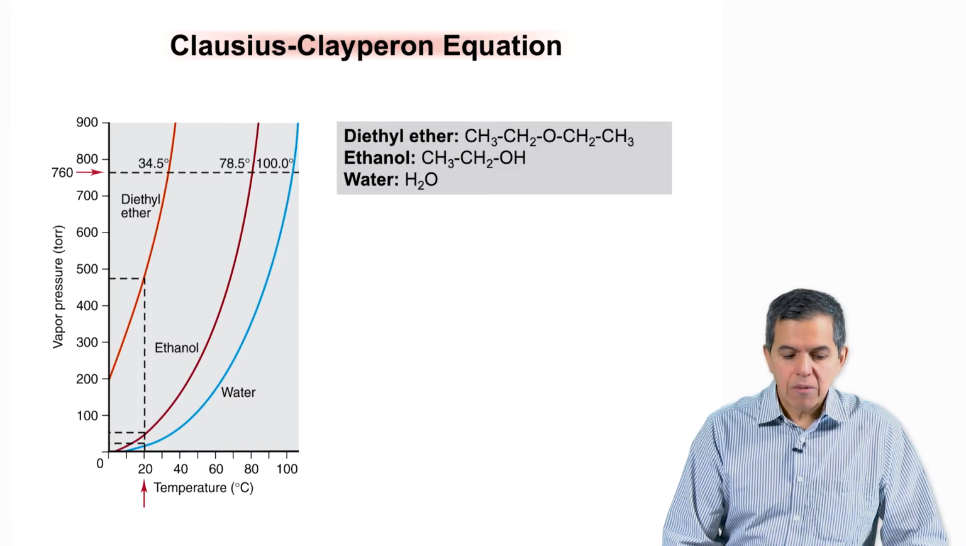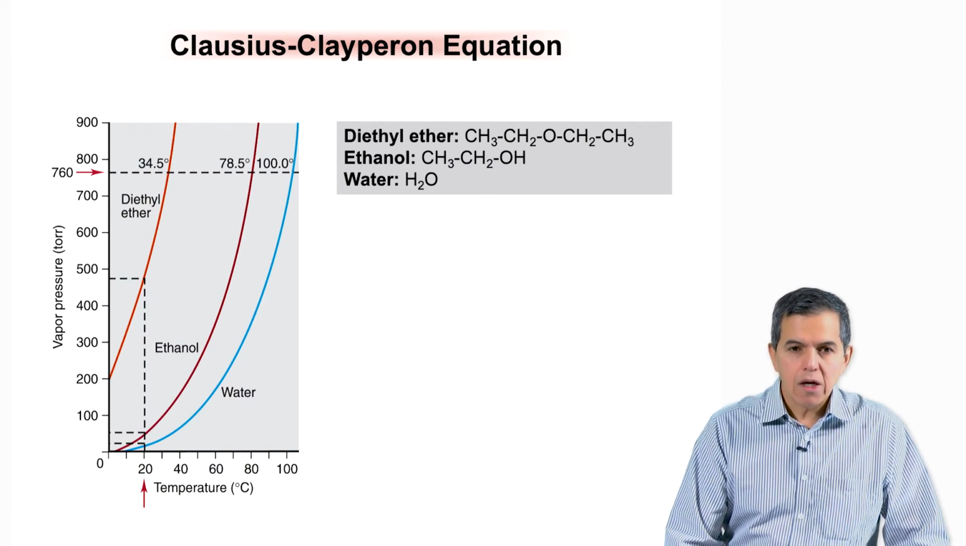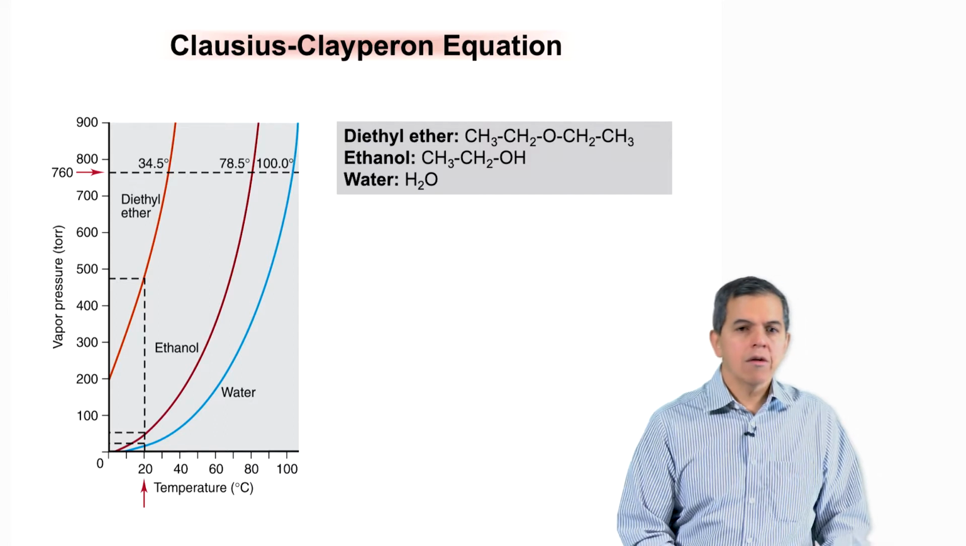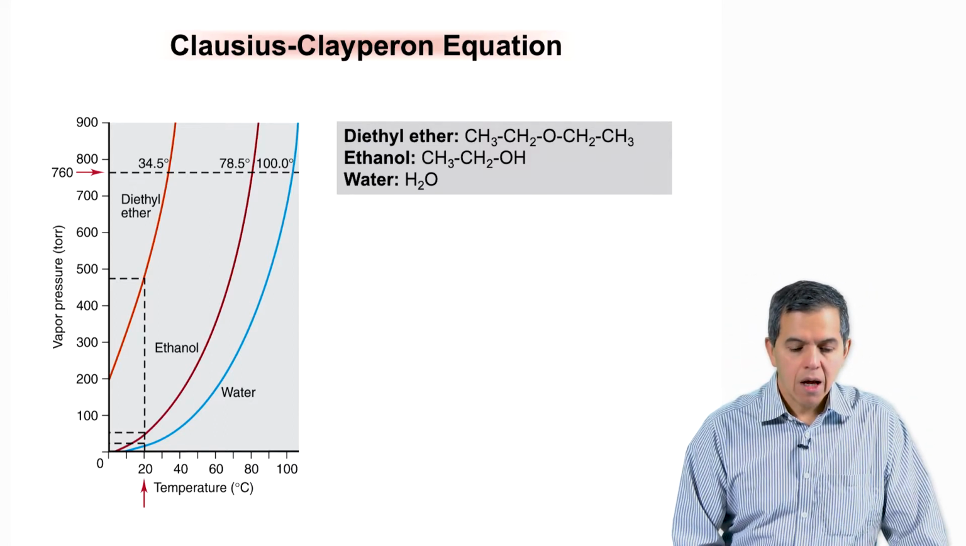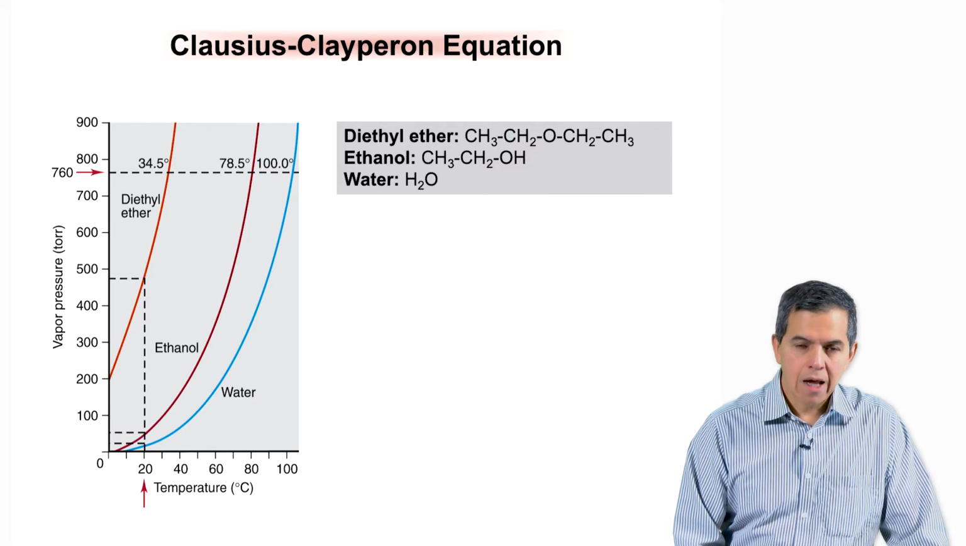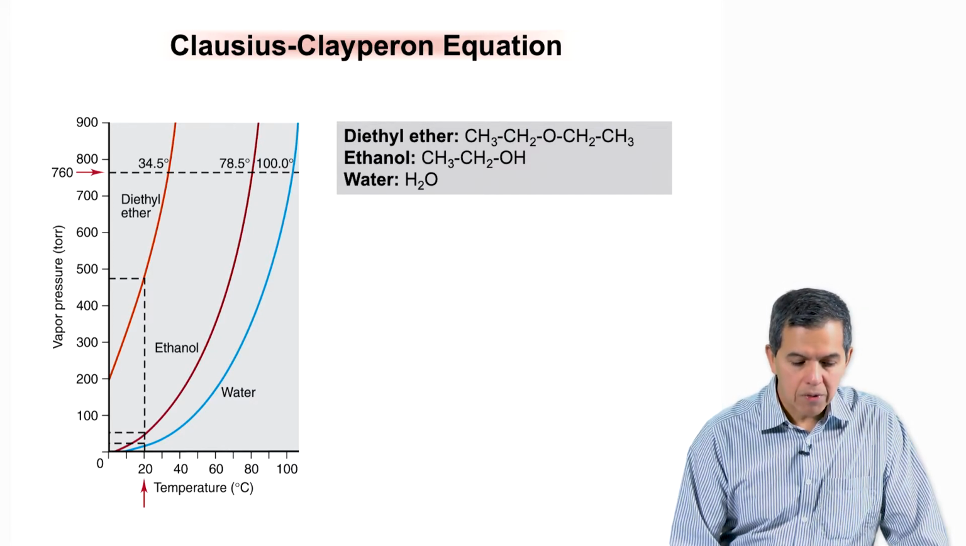So what we can see from this trend is that at a given temperature, the molecules that have the weaker intermolecular forces, such as diethyl ether, have the higher vapor pressure. As we can appreciate from the dashed line that is indicated by the cursor.